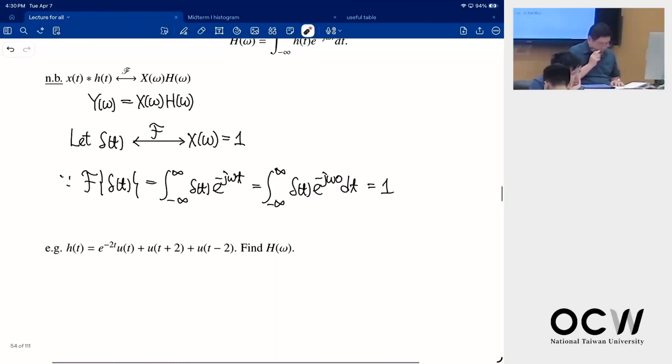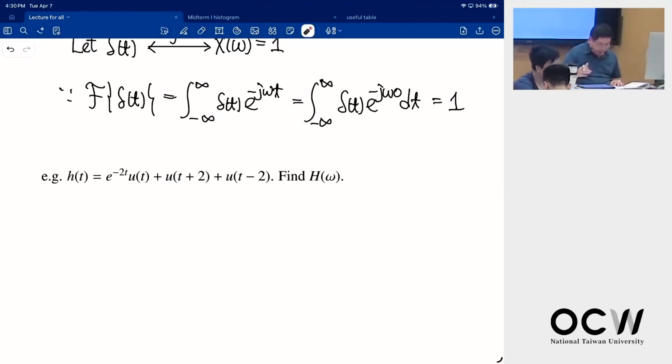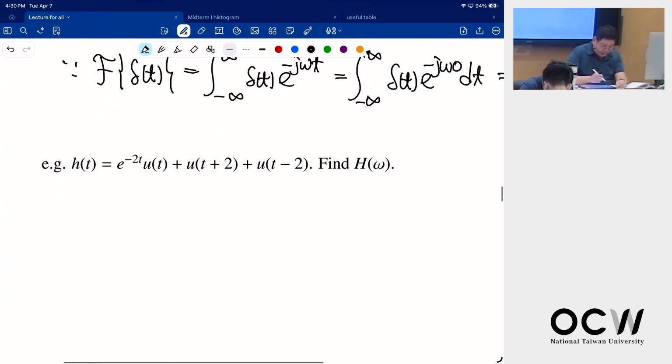Well, let's see some examples. So here, I have an impulse response. I want to find the Fourier transform, or you can say that I want to find the frequency response. Well, just take the Fourier transform. Okay, we will do that quickly because that's not that hard.